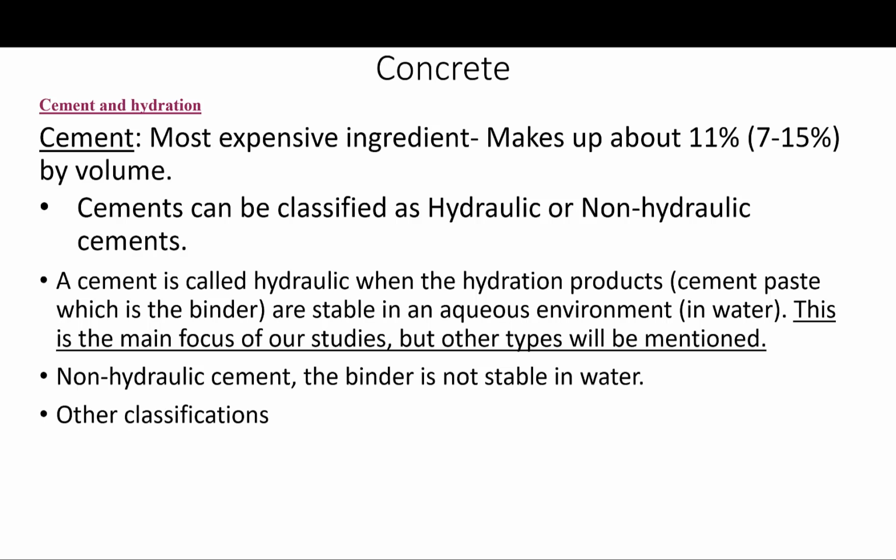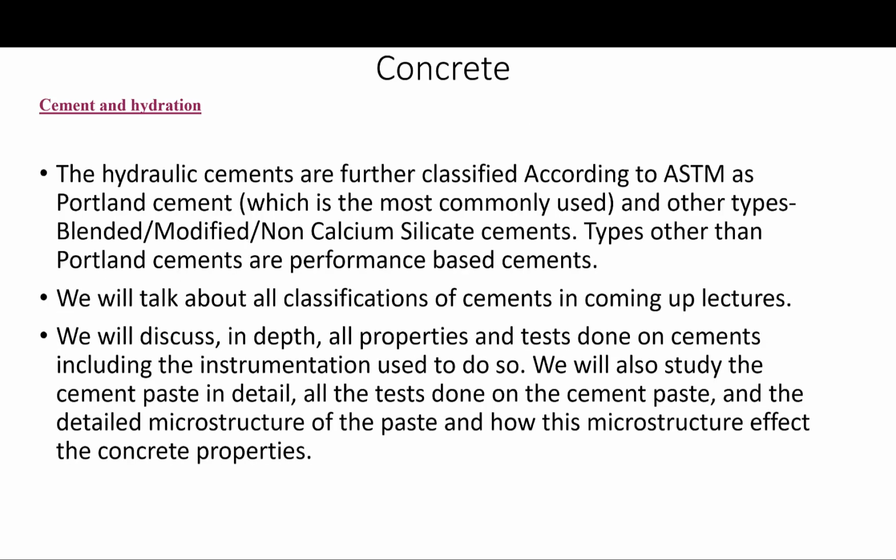The non-hydraulic cement, the binder in this case is not stable in water. Of course, there are other classifications for cement. The hydraulic cements are further classified, for example, according to ASTM, as Portland cement, which is the most commonly used, and other types such as blended cement, modified cement, and non-calcium silicate cements. The types other than Portland cements, as you will see, are performance-based. Basically, for a certain performance, certain specifications are desired and requested of that cement. We will talk all about classifications of cements, as I said, in coming lectures.